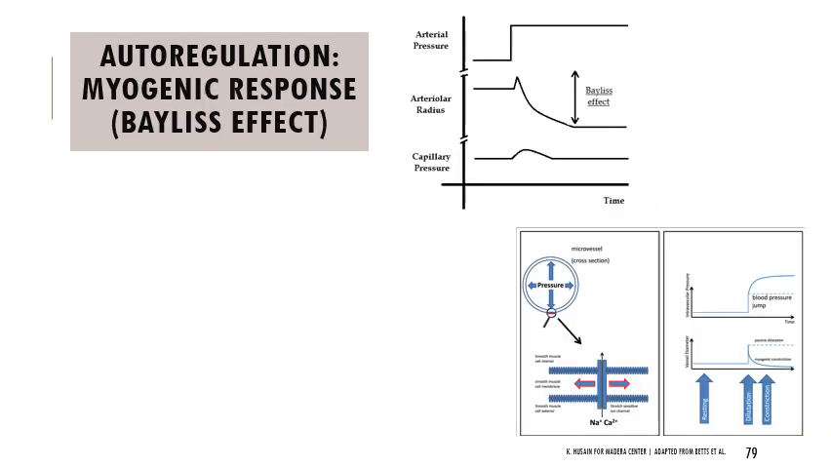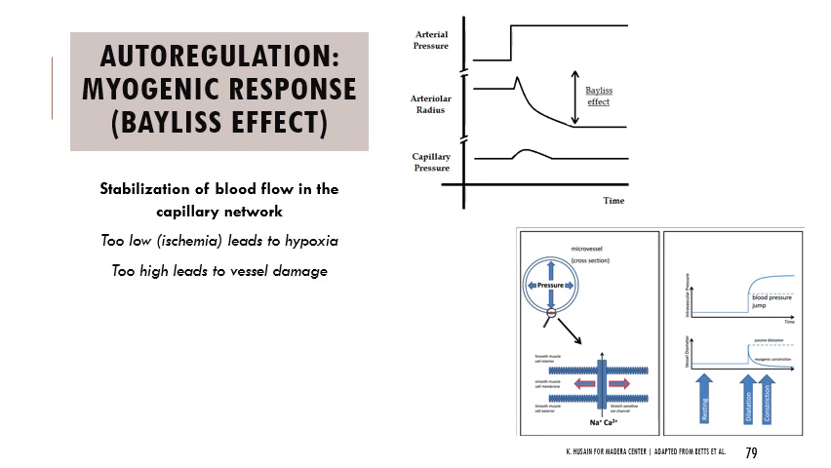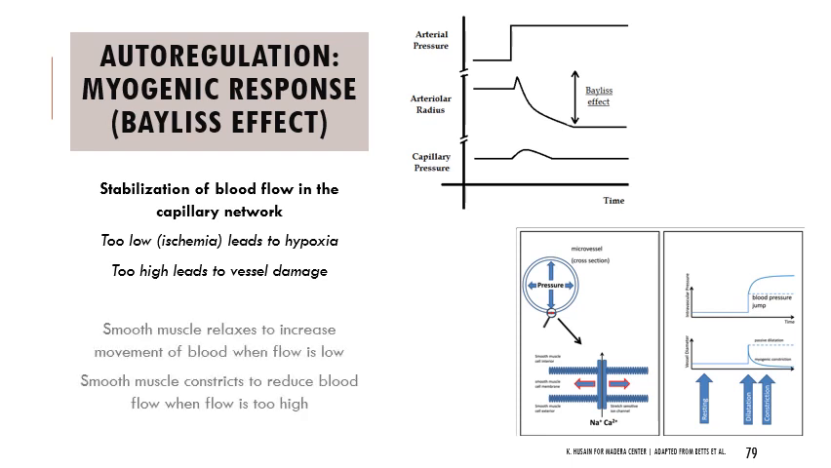So another form of autoregulation is the myogenic response, also called the Bayliss effect. So this is how the cells within the vessel, in the walls of the arteries, respond to changes in blood flow and blood pressure. It's how stabilization of blood flow occurs within the capillary network. This is important because if blood flow is too low, then you have ischemia, which can again lead to hypoxia. If it's too high, it leads to vessel damage.